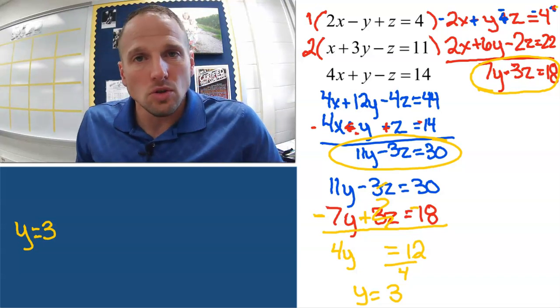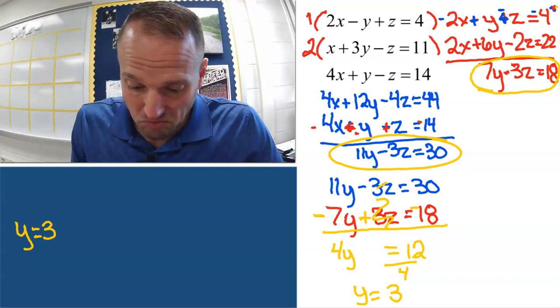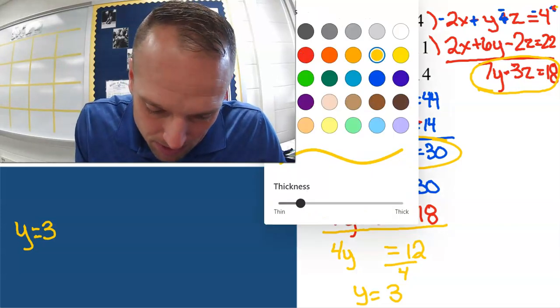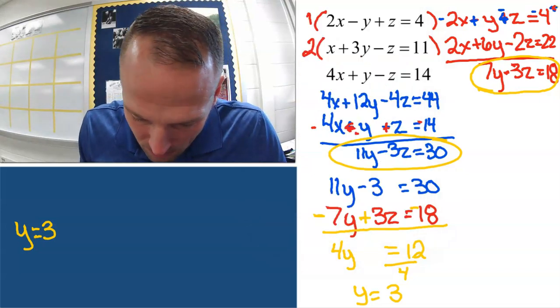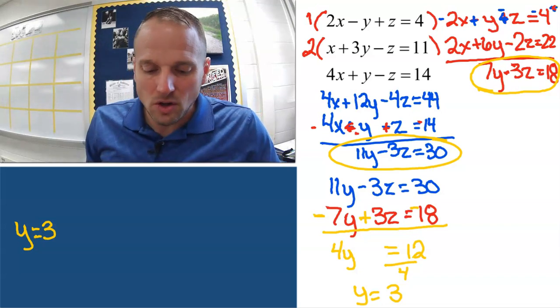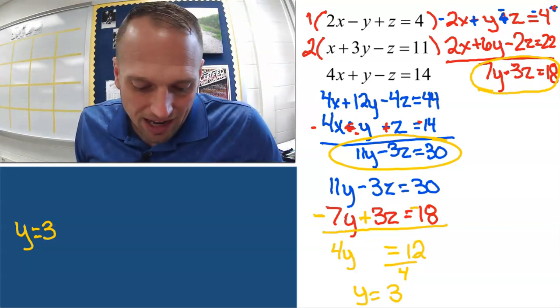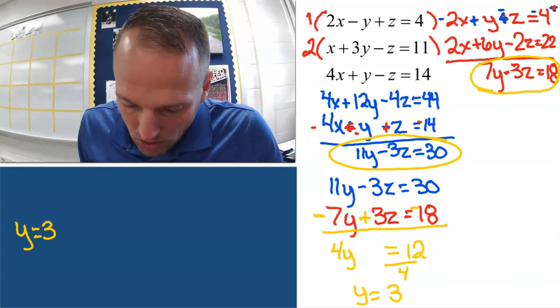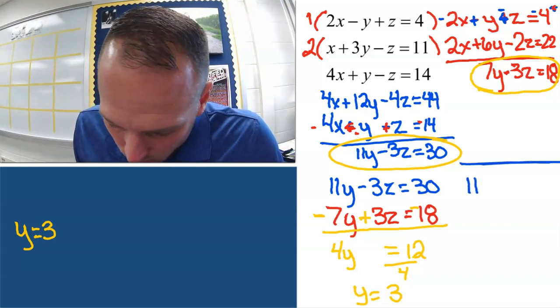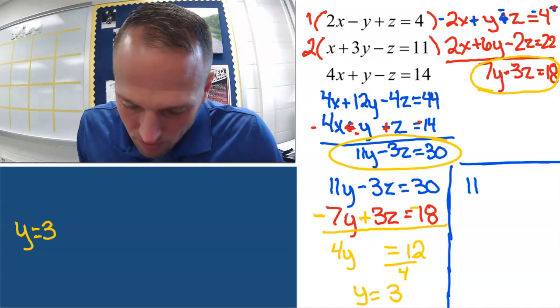Well, let's do it just like this was a normal system of equations with two variables. I'm going to come back. I erased that. Let me see. This was 11y minus 3z equals 30. Okay, so which one do I want to use? I like that top equation, the blue equation. So I'm going to come over here and solve this new one over here.